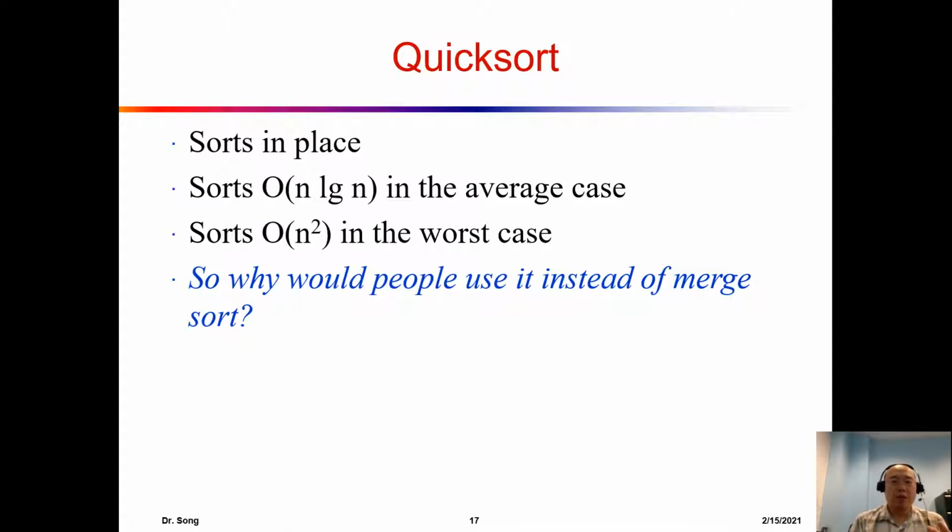However, with some smart implementation, we can really minimize the chances of having the worst case. So usually we consider the quicksort to be another O(n log n) sorting algorithm. And as I said in the earlier video, usually quicksort is a winner among all the O(n log n) sorting algorithms. And the question is, why do we want to use the quicksort instead of the merge sort?